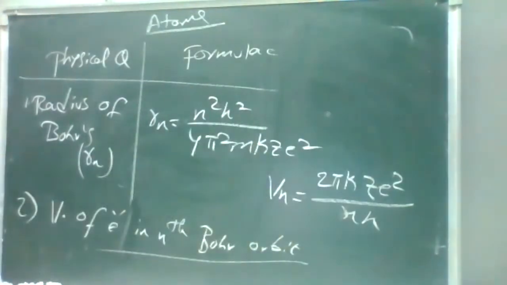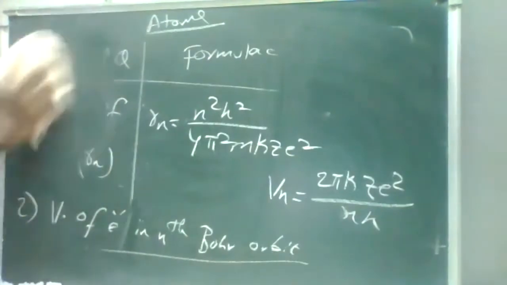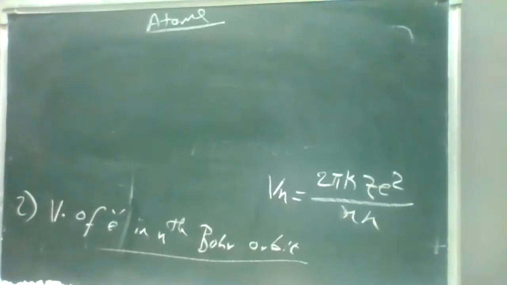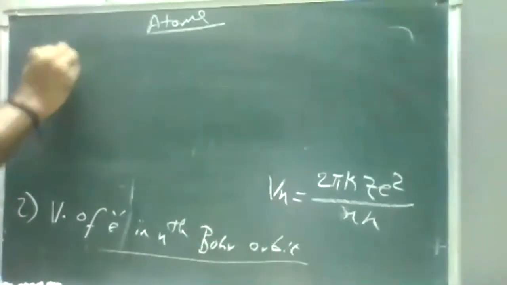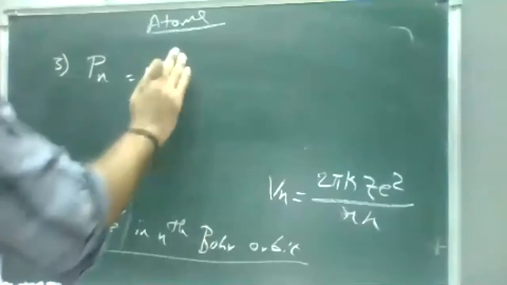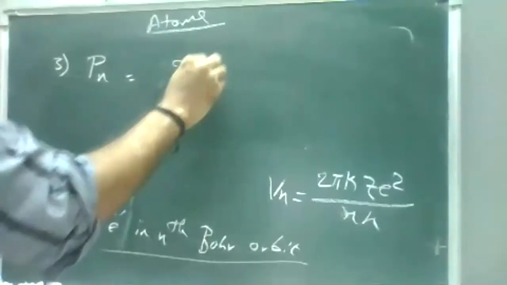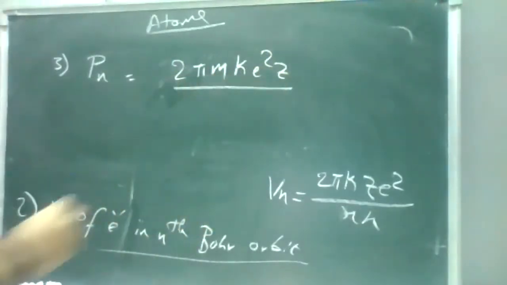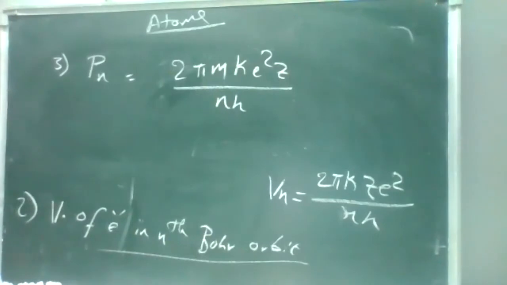Okay, next one, third one, momentum of electron. The symbol is Pn. Pn is equal to 2 pi m k e square z by nh.